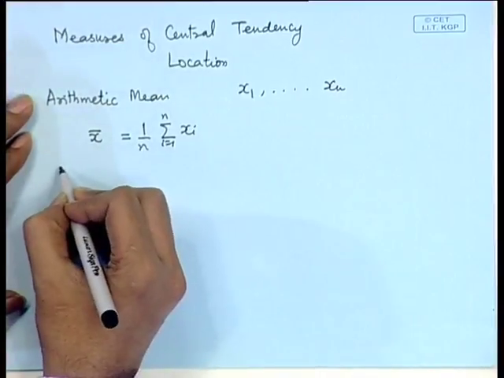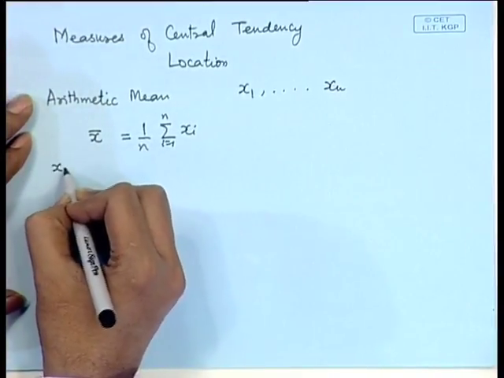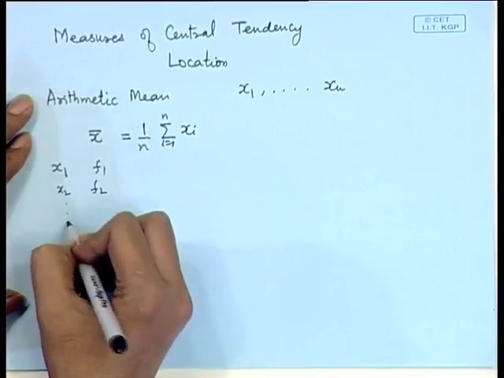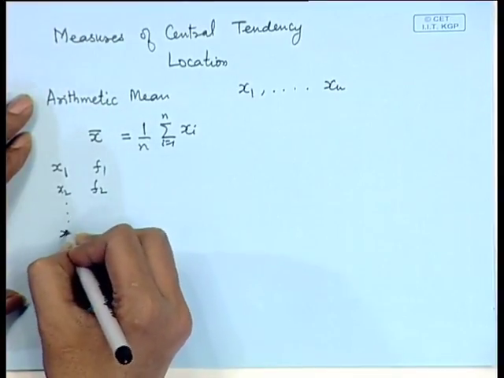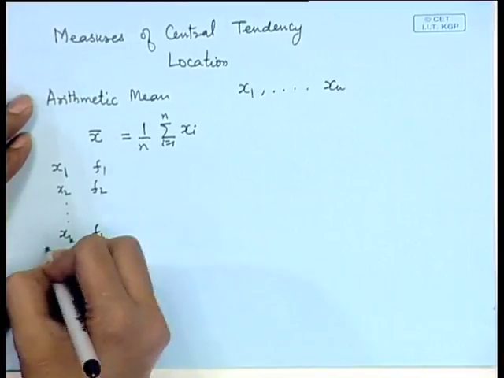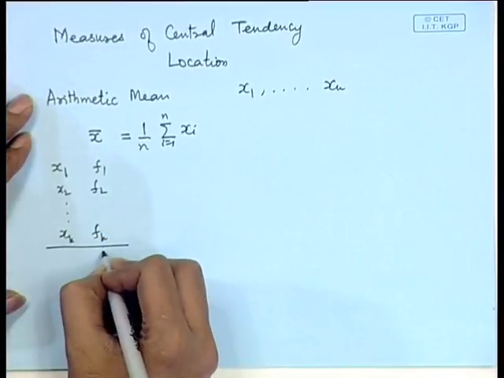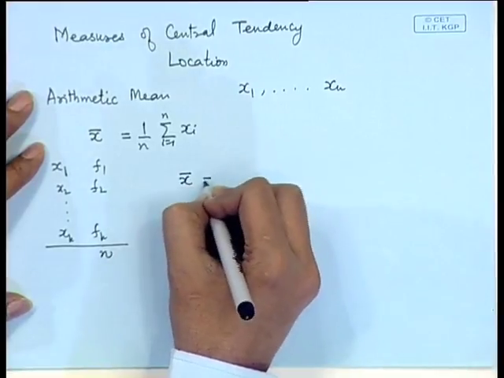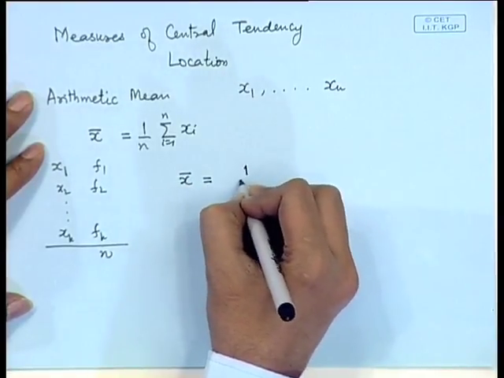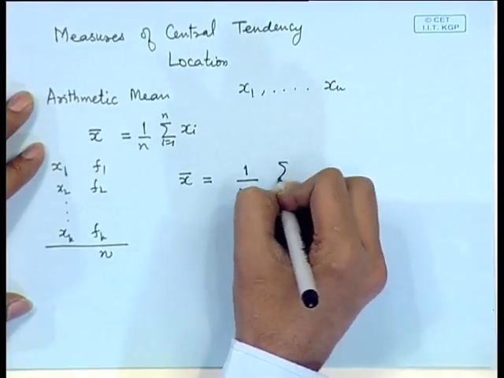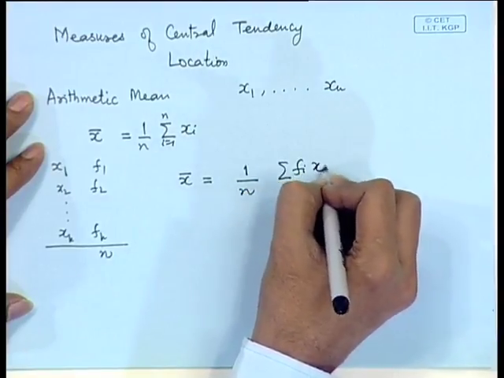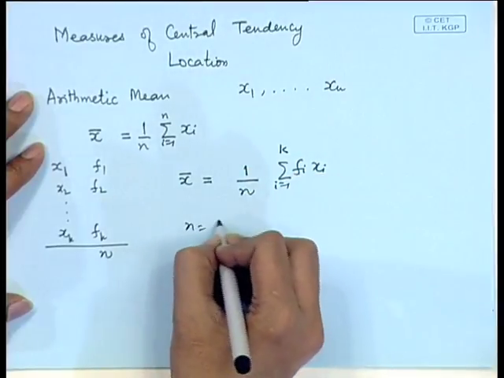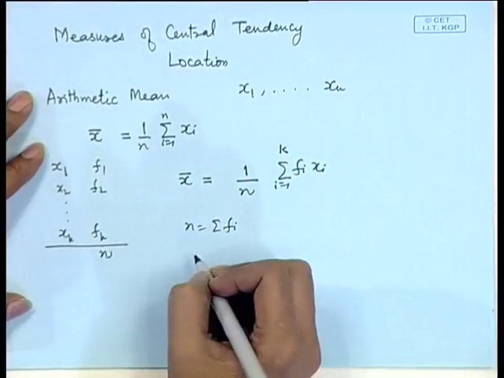Now, if I have a discrete frequency distribution, that means x 1 f 1, x 2 f 2 and so on up to x k f k, where the total is n, then the frequency distribution's average value can be calculated using the formula 1 by n sigma f i x i, where n is sigma of f i.